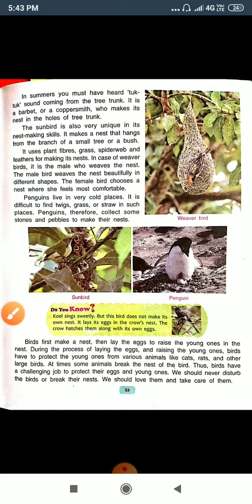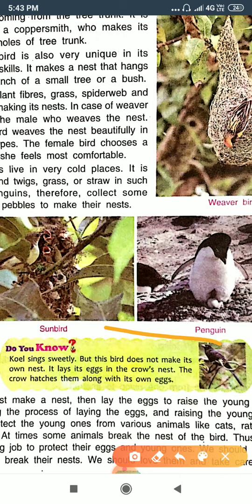Now move to one very important thing, the quail. This is the quail. The quail sings sweetly, but this bird does not make its own nest. It lays its eggs in the crow's nest, and the crow hatches them along with its own eggs. How clever the quail is! So this is the character of the quail. Okay, so you have to learn this important point.